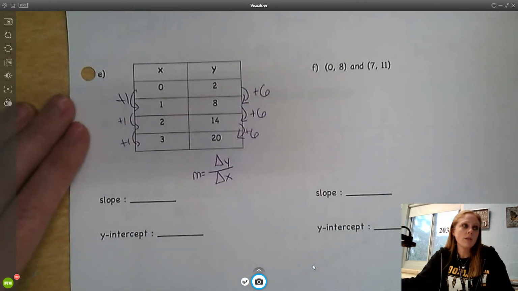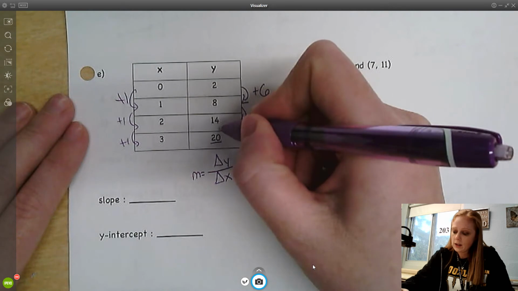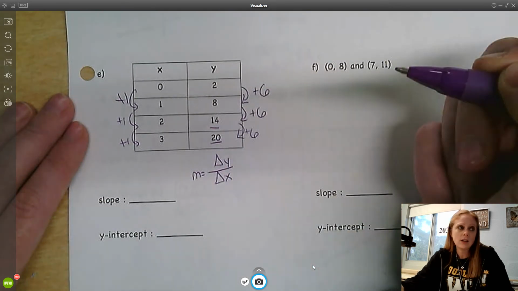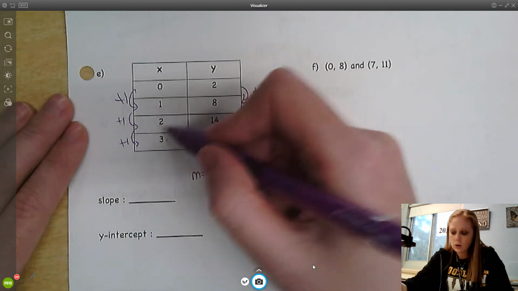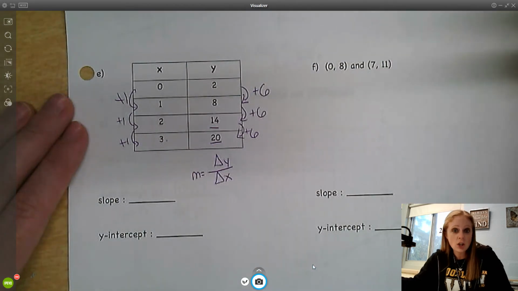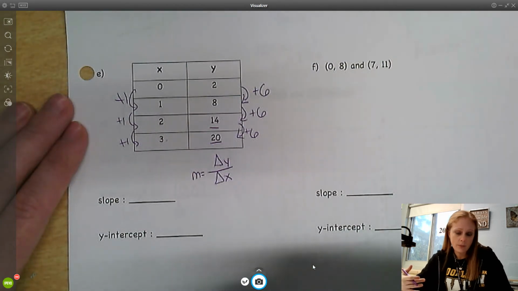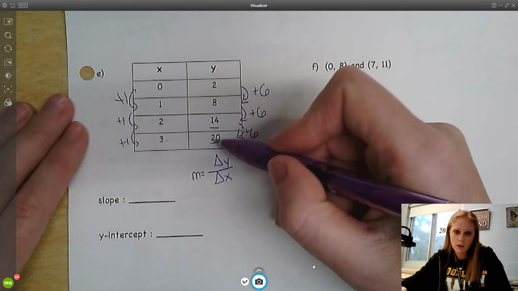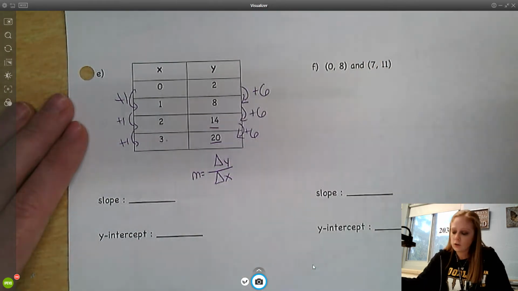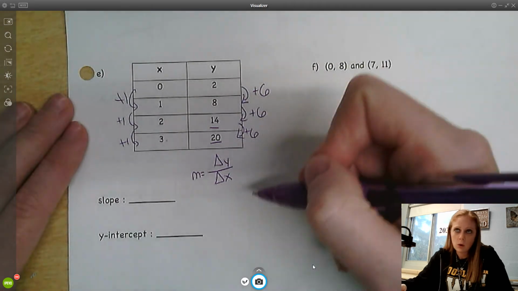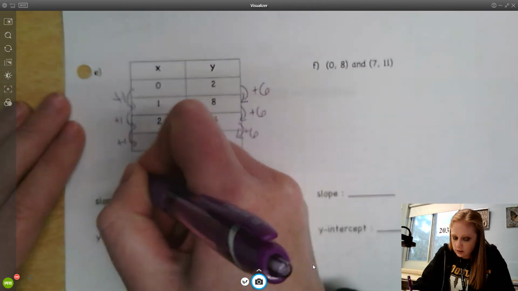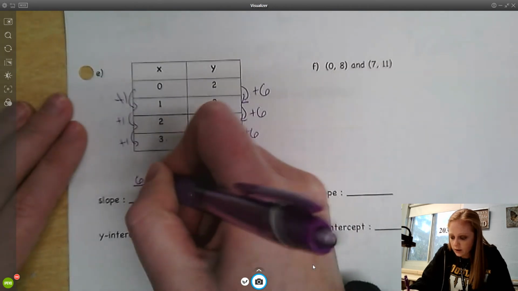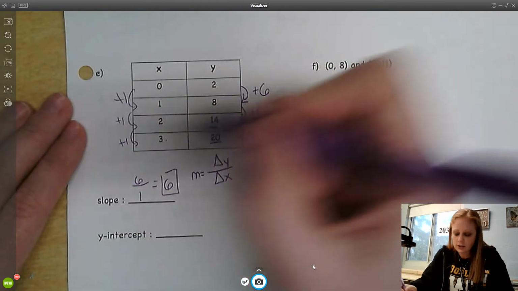If you were not sure of that, you could take 20 and subtract 14 and you'd get 6. In any part of the table, you would just do 3 minus 2 and you'd get the change in x, 1. To find change, you would just subtract the one at the bottom, the second one minus the first one. The one after it minus the one before it. Okay, so our change in y is 6. Our change in x is 1. 6 over 1 simplifies to just 6.